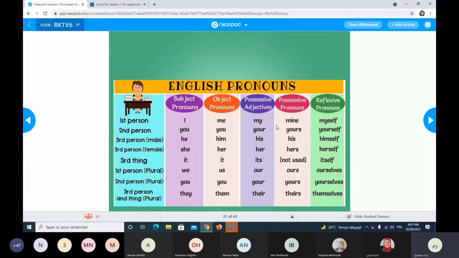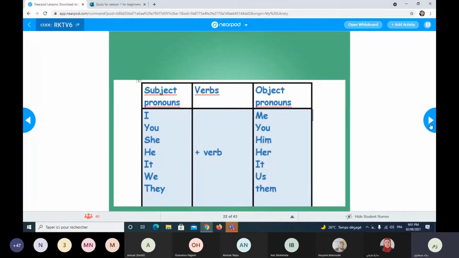So, let's repeat. This is the list of the subject pronouns. I, you, she, he, it, we, they. What do you find after that in the phrase? You must have a verb. I read. You play. She listens. He dances. It jumps. We watch. They run. You see? And I have the last type at the end of the table, the third column. We call them object pronouns. You have them at the end of the sentence. Me, you, him, her, it, us, them. Okay.